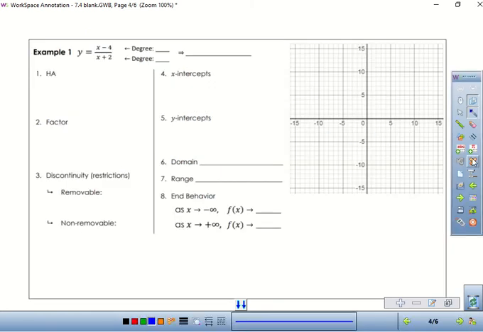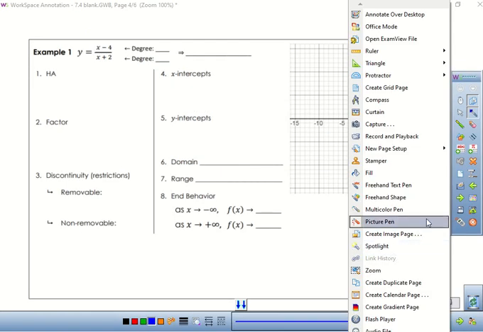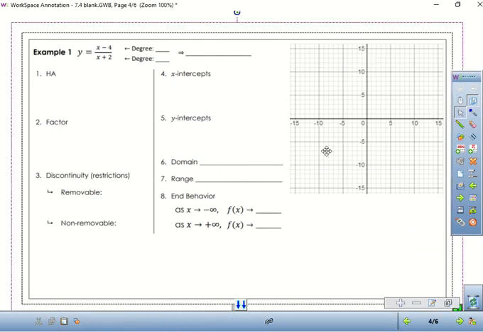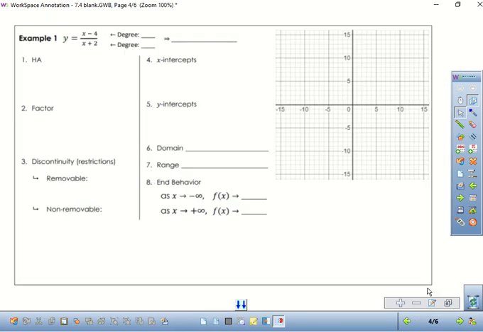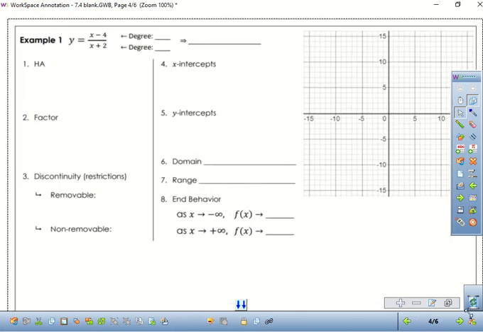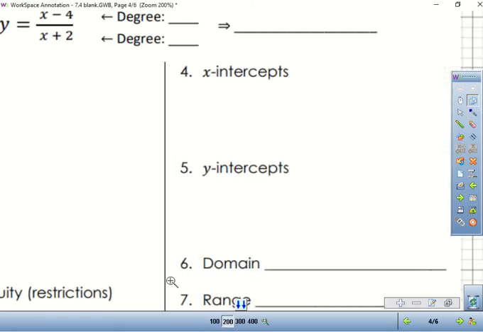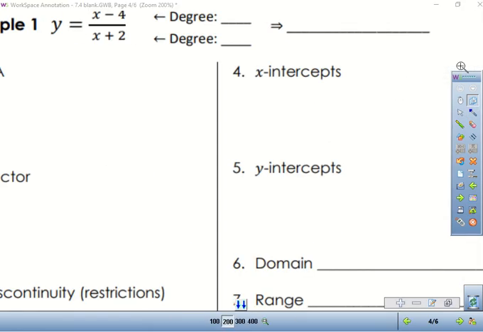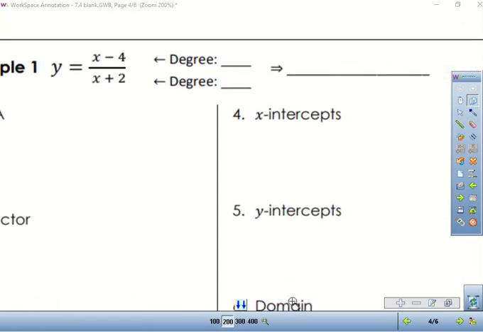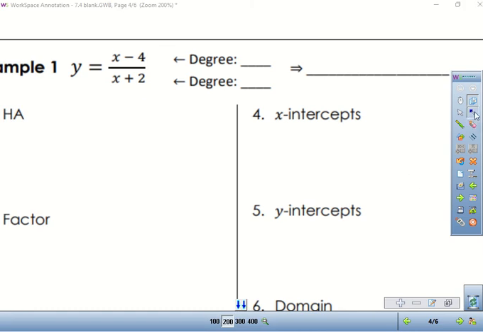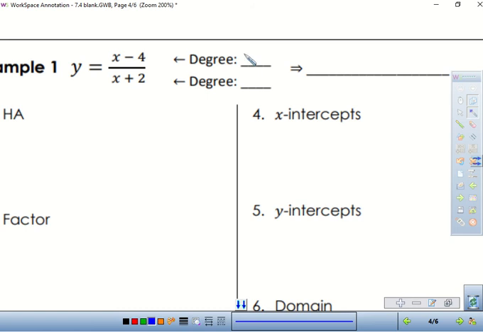So let's go ahead and look at an example together to start. I'm going to make this a little bigger because I noticed it was a little tiny. So the first thing we're going to look at is the degree. Let me zoom in for a little bit. What is the degree of the numerator? What's the exponent on the x? 1. Everybody see where the 1 came from?